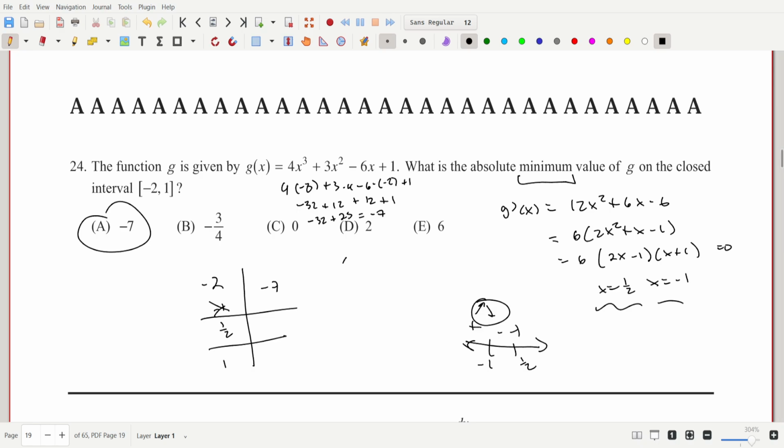Next one is 4 times an eighth plus 3 times a quarter. That's a half plus 3 quarters minus 3 plus 1. There's no way that's ever going to be close to negative 7, so I'll say greater than negative 7. And then you plug in 1 and you get 4 plus 3 minus 6 plus 1. That's also greater than negative 7. Okay, 25.